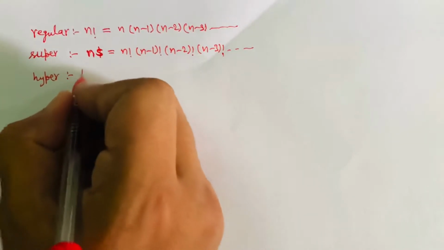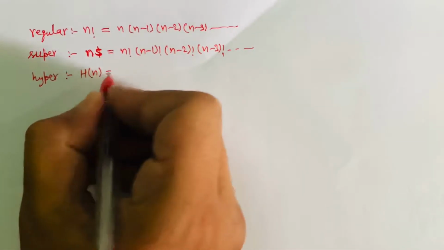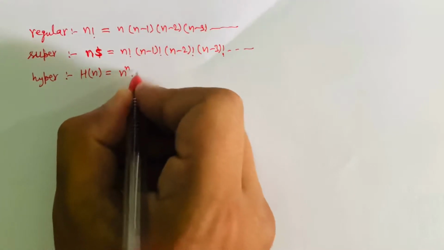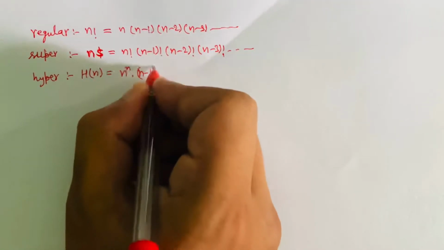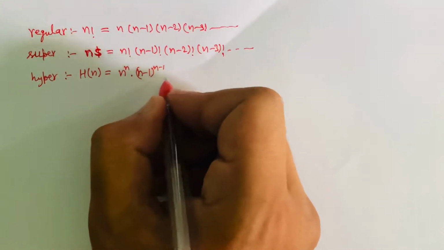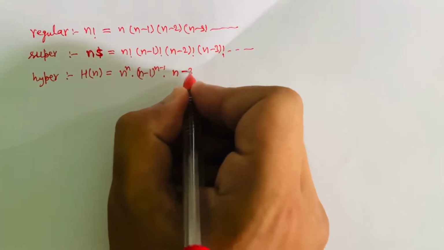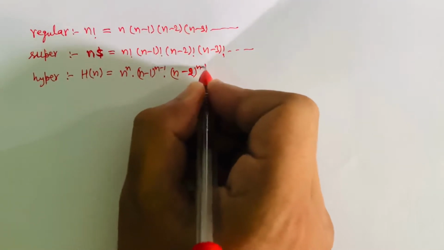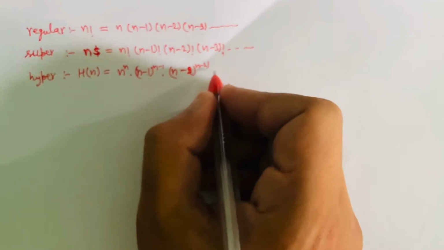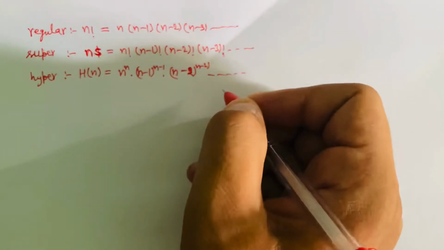How can you represent this one? H of n will be equal to n to the n into n minus 1 to the n minus 1, into n minus 2 to the n minus 2, and so on.